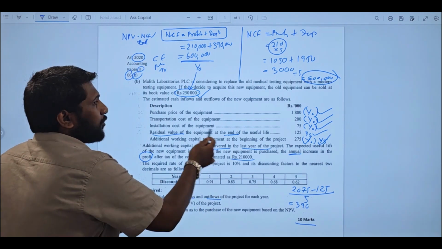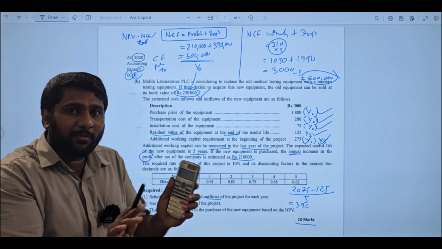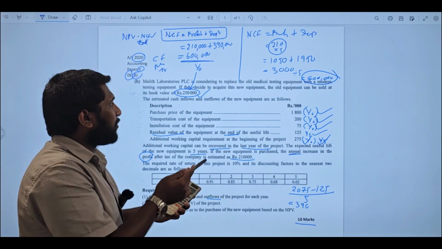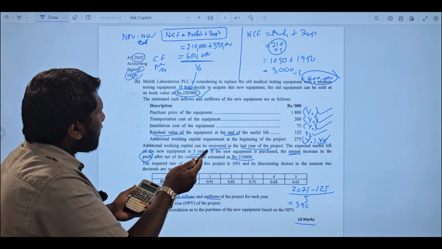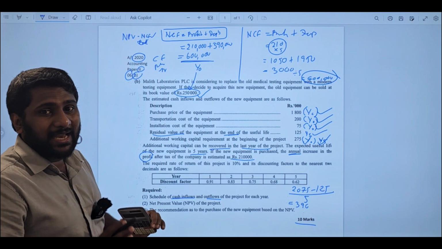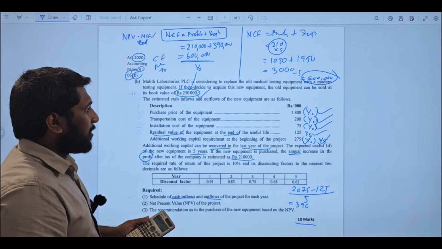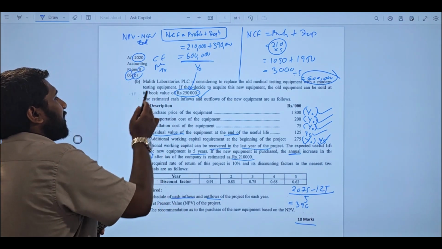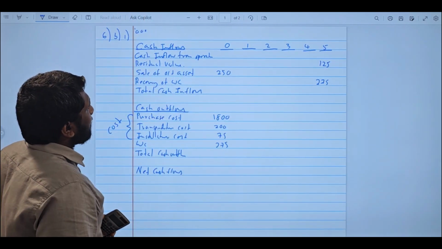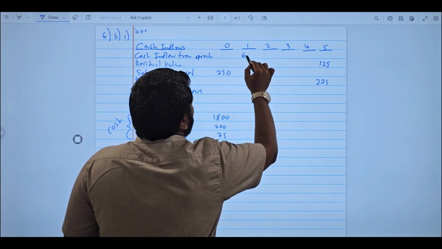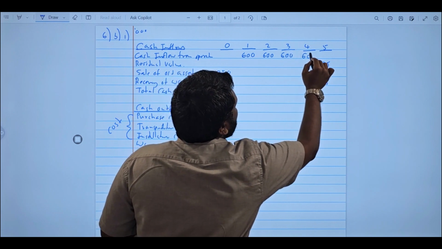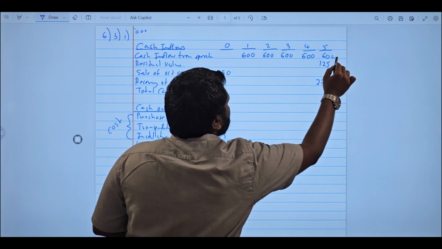Now this residual value and all, it is not from your business operation. You are not selling machines to people. You are doing some medical item project only in this particular scenario. So selling the asset is not your business. So normal business operation is generating you how much? 600,000 annual. So here let's write it, 600,000 every year.